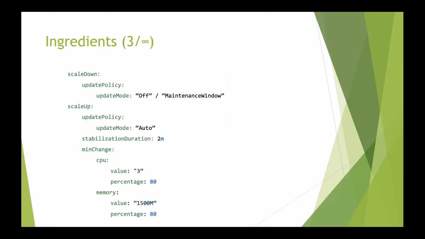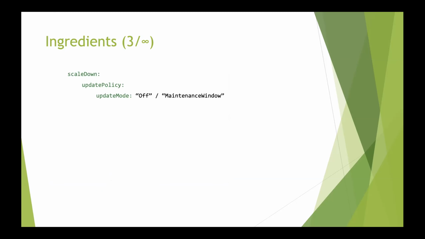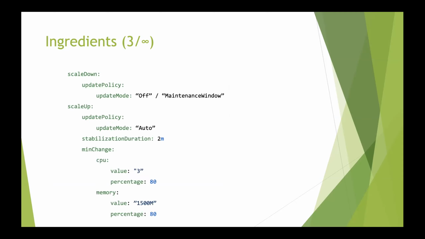So let's see how these can come together. Scale down is set to maintenance window or off, so it can be either of the two values. Scale down will never happen, or scale down will only happen during the maintenance window. And the scale up can be set to auto, for example, with a stabilization duration of 2 minutes and some values that we find. So it is left to the user to judge what these values are and set them accordingly.